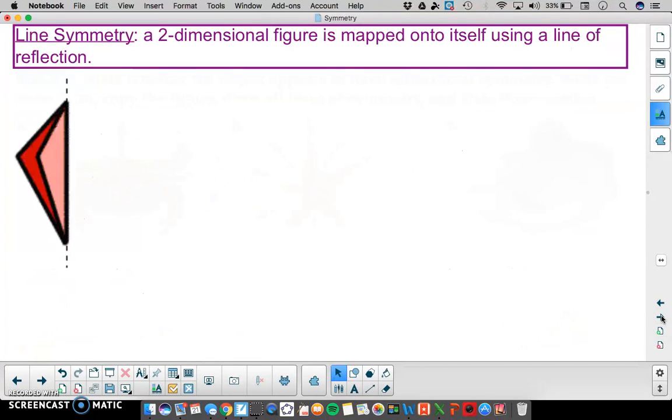First, let's look at line symmetry. This is when a 2-dimensional figure is mapped onto itself using a line of reflection. So as you can see in this illustration, that red triangle is flipping across to create that other red triangle. So this quadrilateral, the whole figure, is symmetrical about that line of reflection.